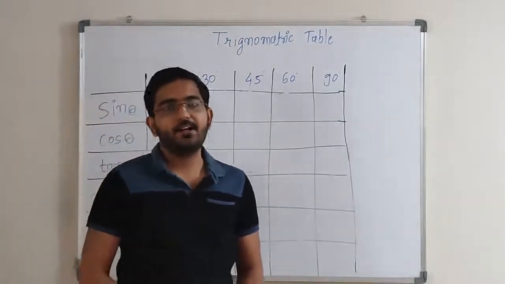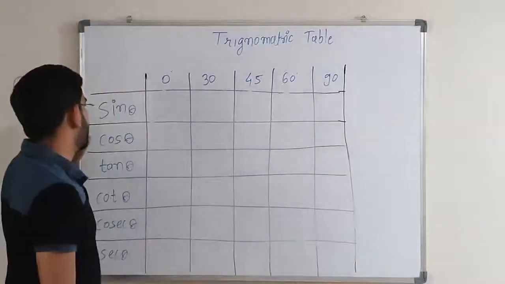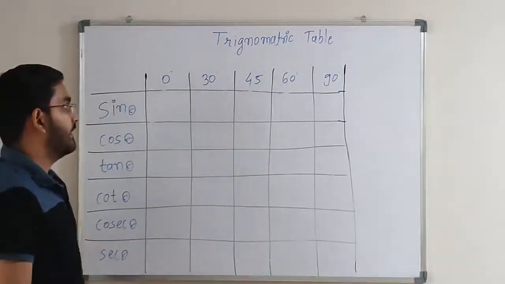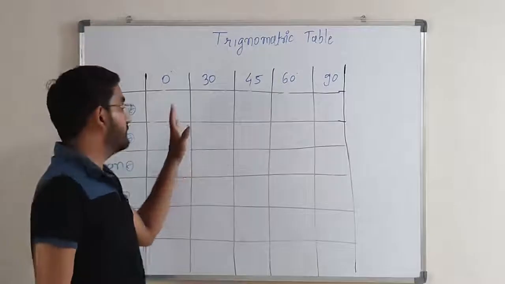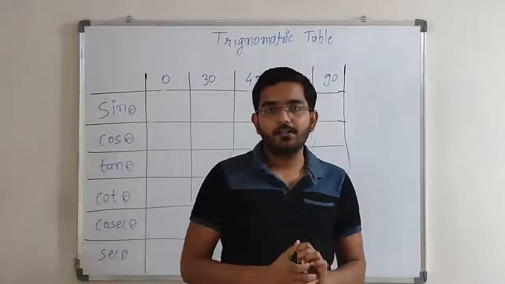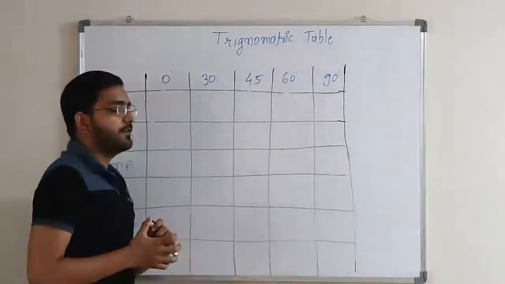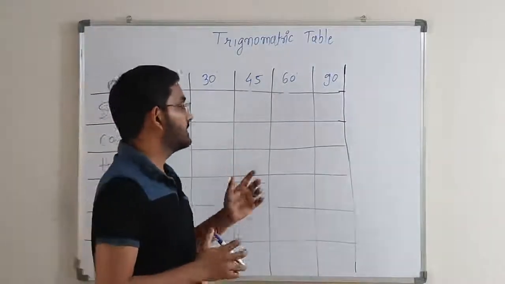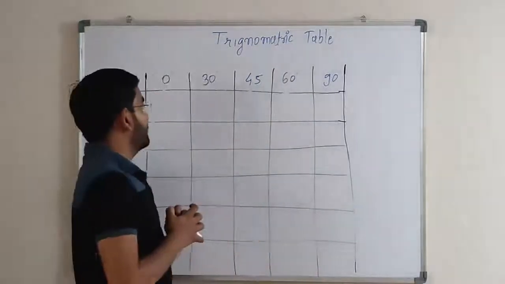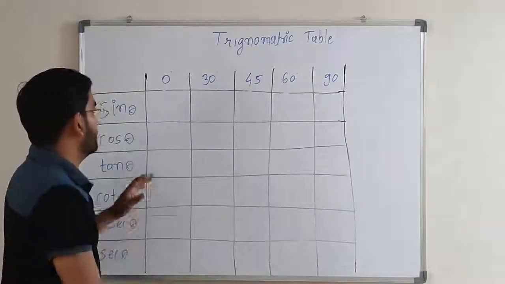Today I will present how to make a trigonometric table with different types of trigonometric functions: sin theta, cos theta, tan theta, cot theta, cosec theta and sec theta, with different degrees 0, 30, 45, 60 and 90. These degrees are well known in different kinds of problems. We face difficulty in how to make this table when we solve problems. So let me start with how to make this table.